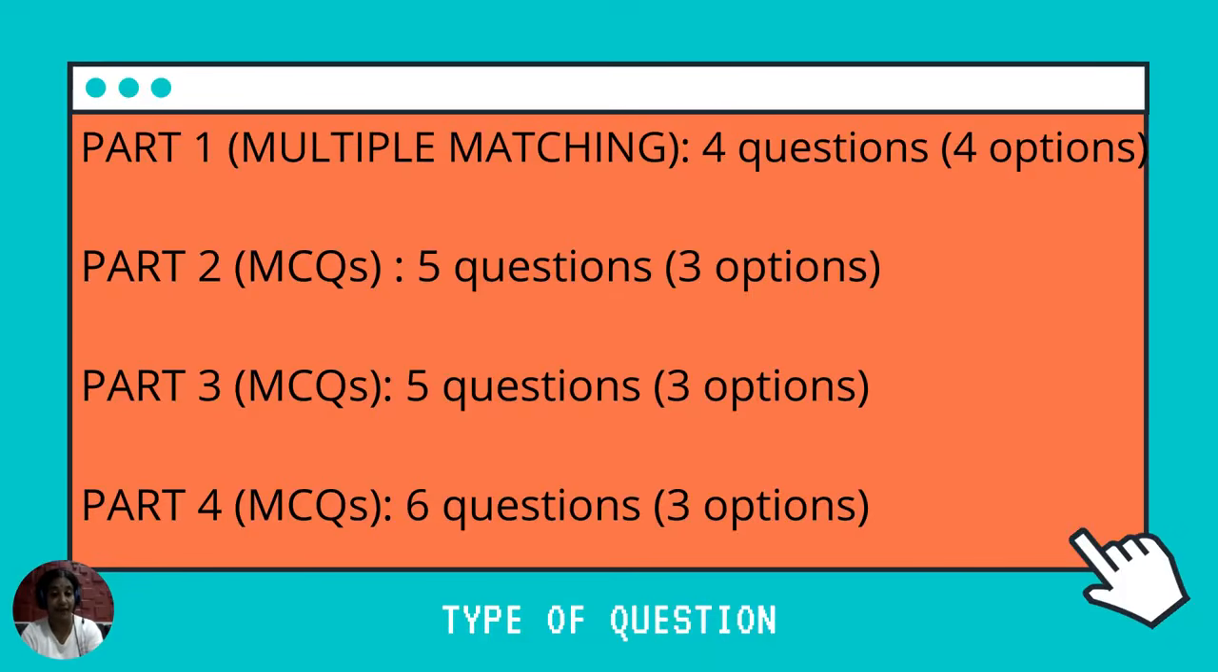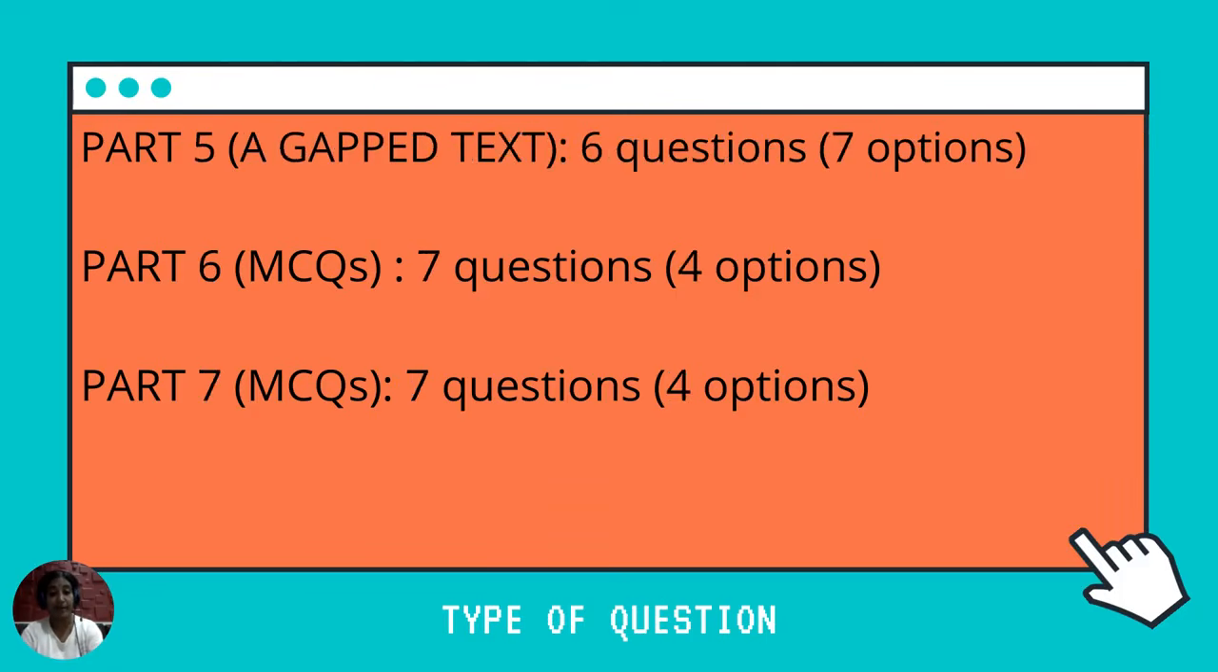Generally, there are 7 parts. Part 1 is multiple matching, 4 questions with 4 options. Part 2 and Part 3, 3 option MCQs with 5 questions each. Part 4, 3 option MCQs with 6 questions. Part 5, a gap tag, 6 questions with 7 options. Part 6 and Part 7, 4 option MCQs with 7 questions each.